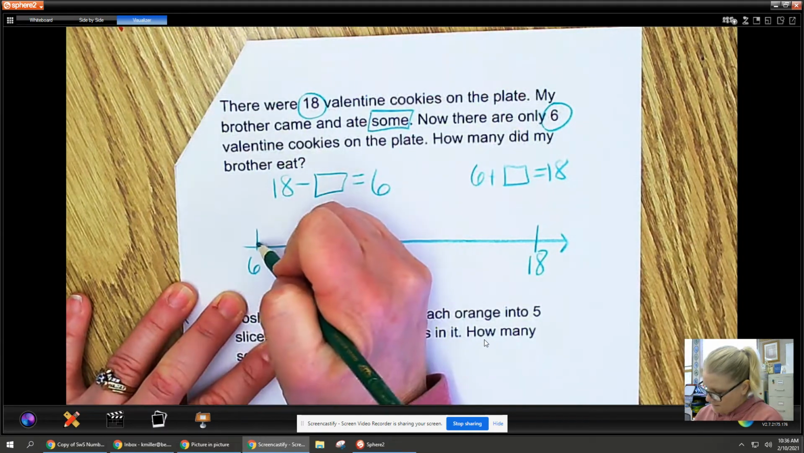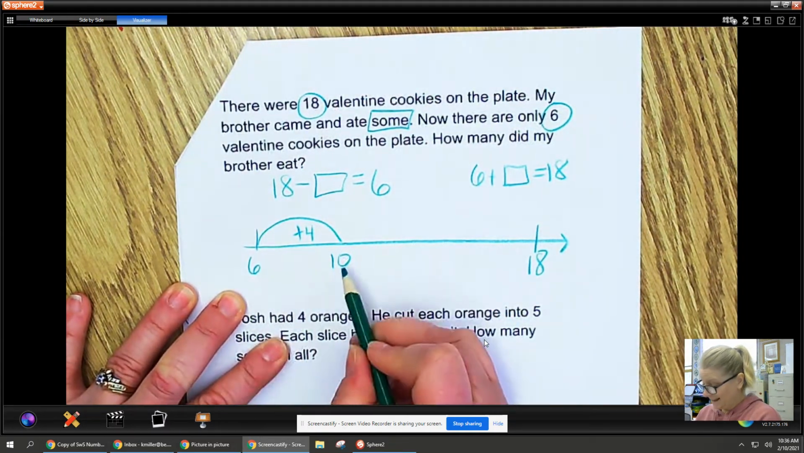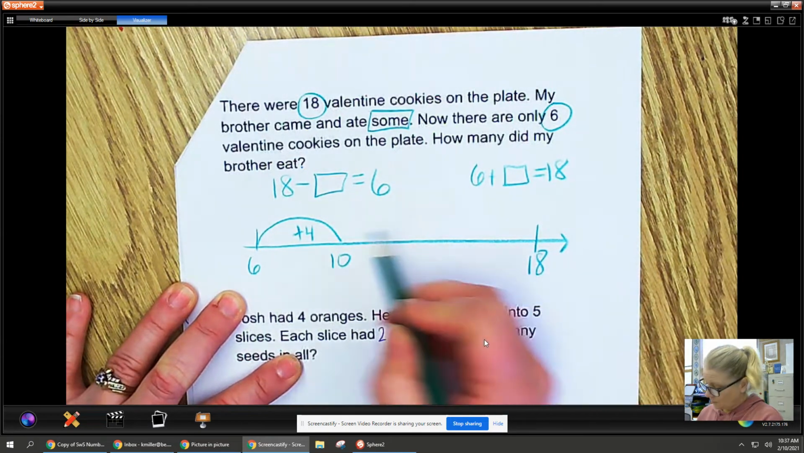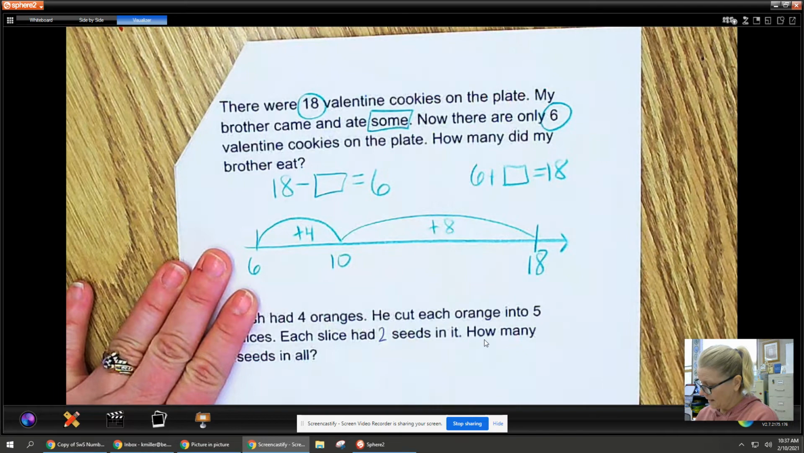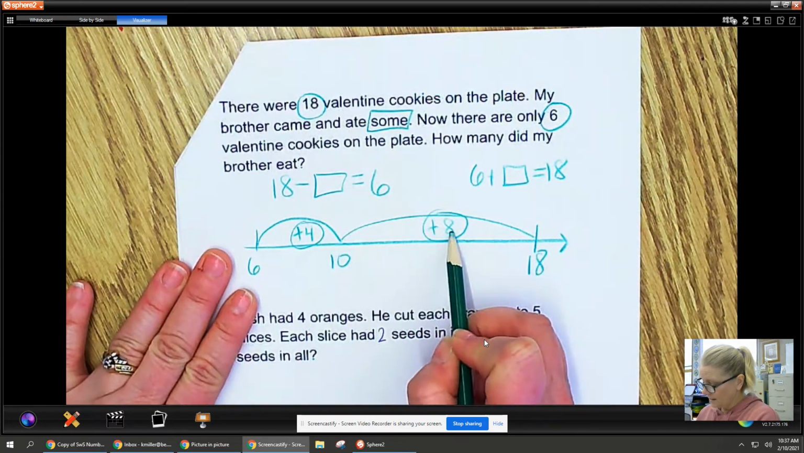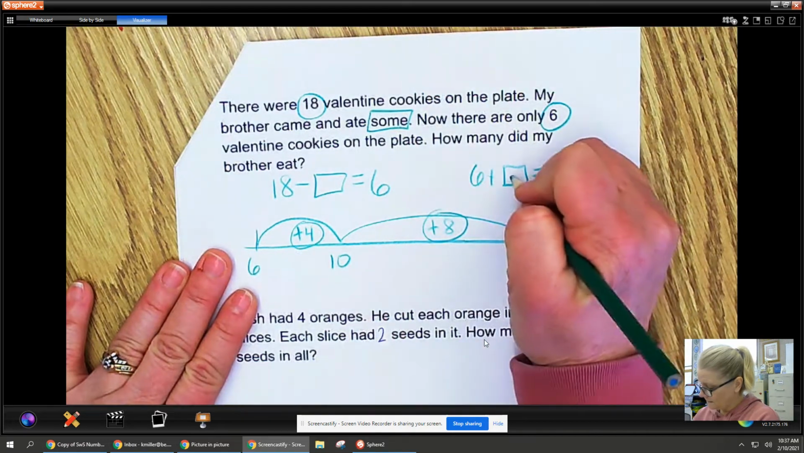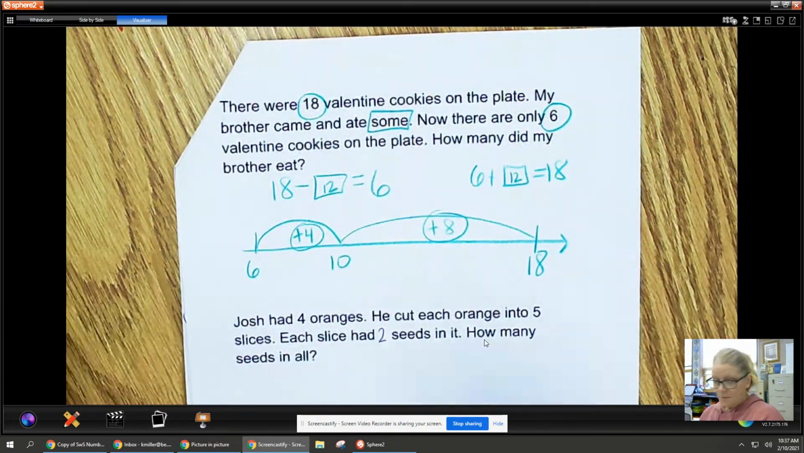I'm going to jump a 4 to get to 10. And I've got to get from 10 to 18. We know how to add those numbers, lickety split, which is going to be 8. So your answer is 8 plus 4 is 12. So your answer would be 12. Same numbers, you're just making it into an addition problem.